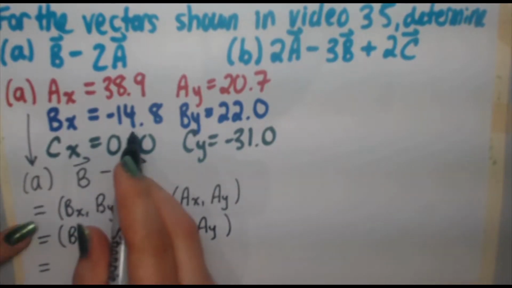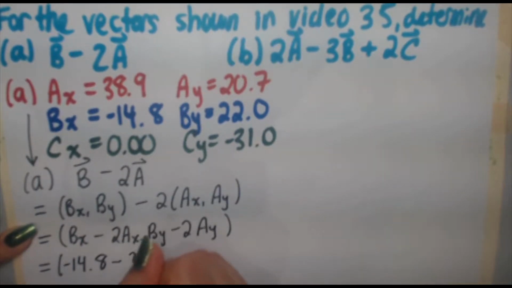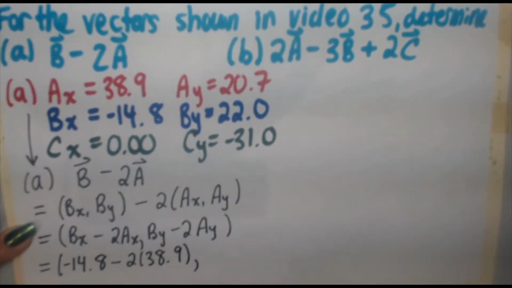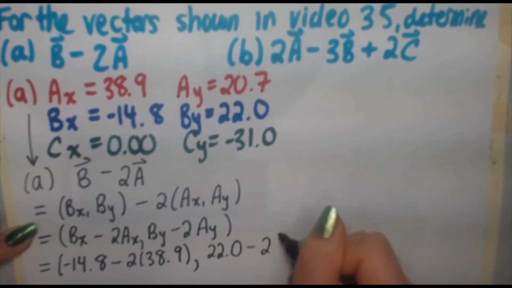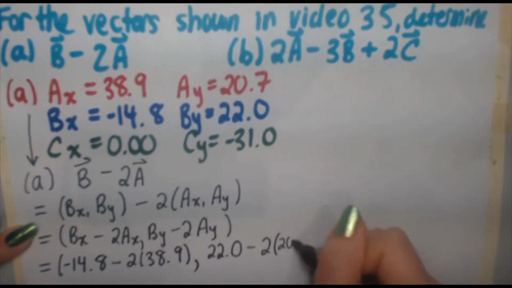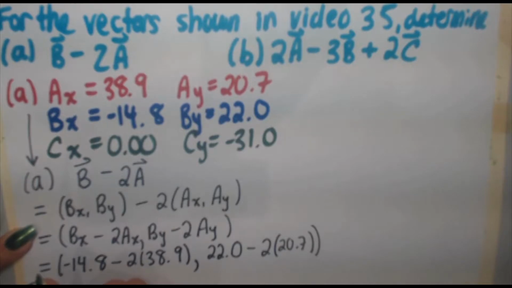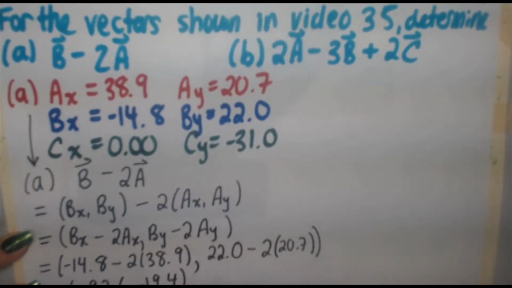BX is minus 14.8. You just have to be careful with your negative signs. Minus 2 times AX, and AX is 38.9. That's for the X value. For the Y value, we've got BY, 22.0, minus 2 times AY, which is 20.7. Then we close that bracket off. Essentially what you're getting is the value of B minus 2A, and that is going to be negative 92.6 for the X and negative 19.4 for the Y.